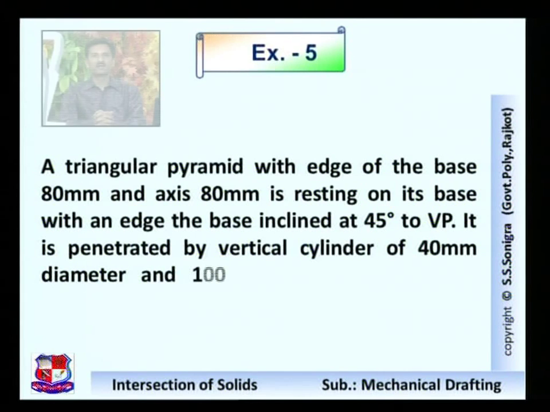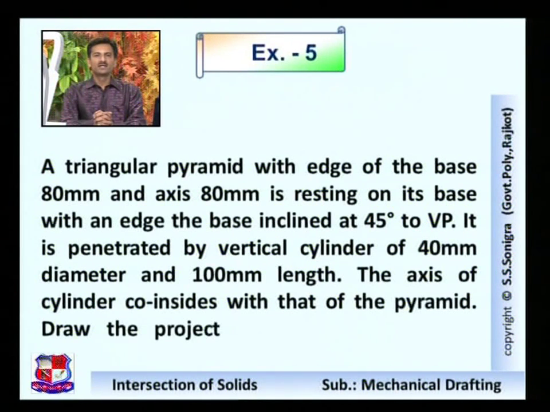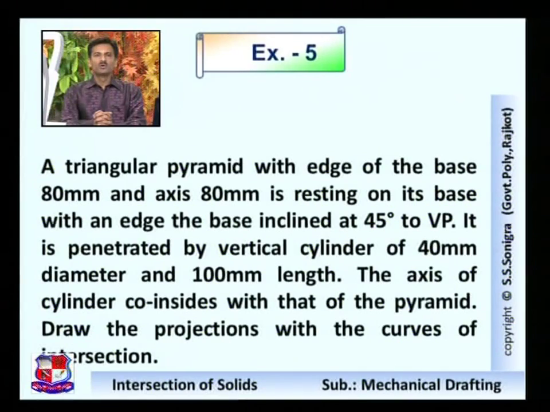It is penetrated by a vertical cylinder of 40 mm diameter and 100 mm length. The axis of the cylinder coincides with that of the pyramid. Draw projections with the curves of intersection.